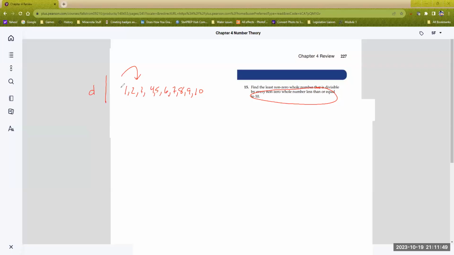I got that backwards. Not divides into, but divisible by. So these numbers have to divide into our number. This number is a multiple of all of these numbers. That means it has to be a multiple of 2, a multiple of 3, a multiple of 4. So we need a multiple of all of them. That means we're basically finding the least common multiple, because it is the least non-zero number that does all of those.